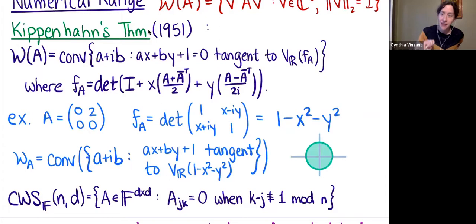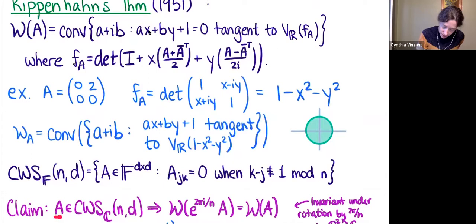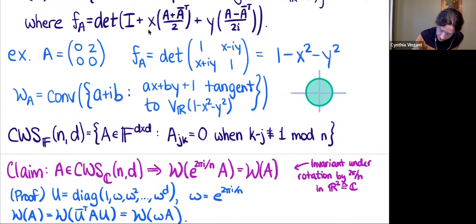And then there's only certain shifted diagonals that are allowed to have non-zero entries. And I claim that in fact, if you have such a matrix, then its numerical range is invariant by multiplication by nth roots of unity. And so in the complex plane, what does that do? That's rotation by 2 pi over n. And let's see why this is true.